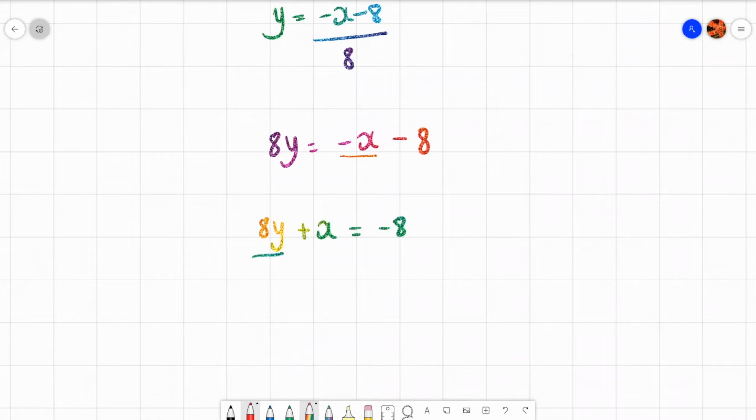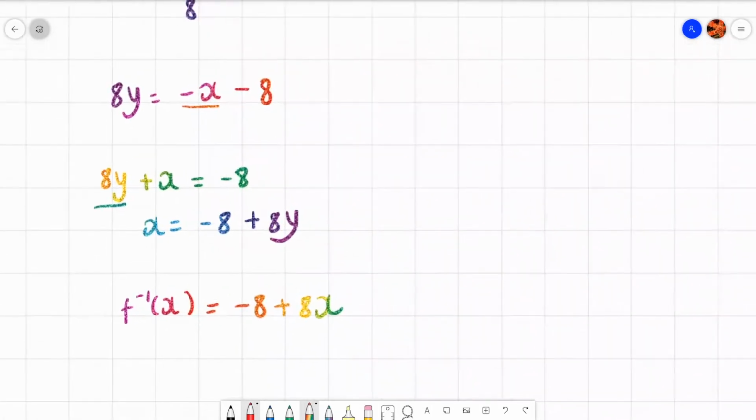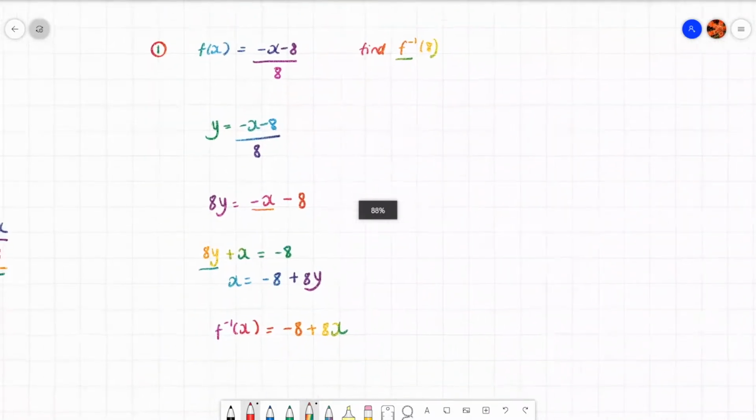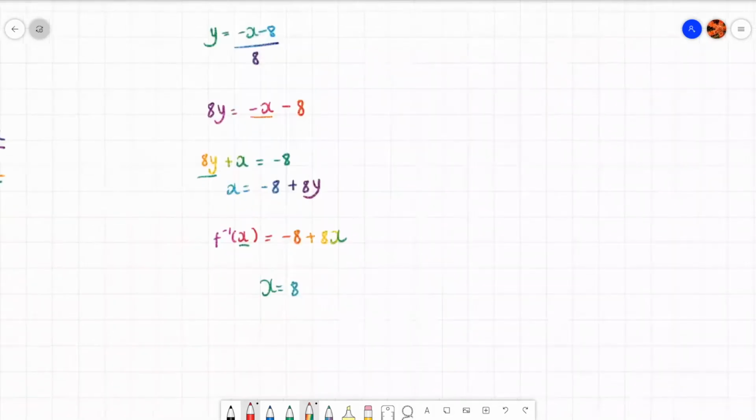Now I can get rid of the 8y. x equals minus 8 plus 8y. So that's my inverse function because now I'm going to replace the x with f minus 1 of x equals minus 8 plus 8x. Okay, so that's your inverse. But the question said find f minus 1 of 8. So remember, the x is replaced with the 8. That means x is actually 8. So we need to substitute that in.